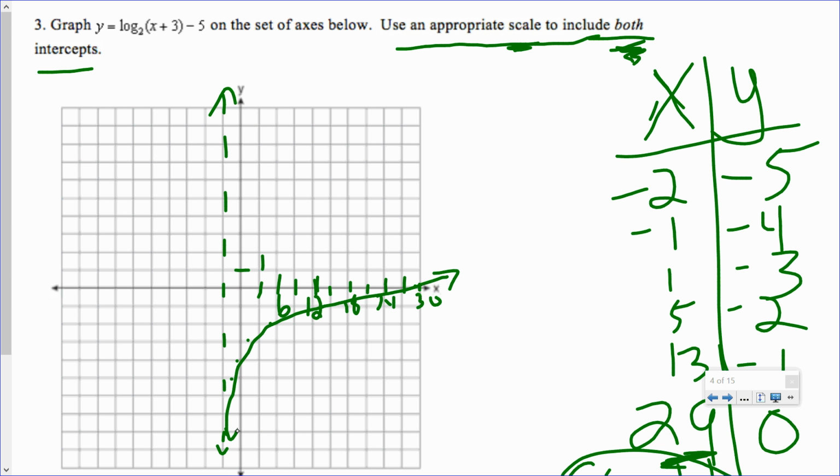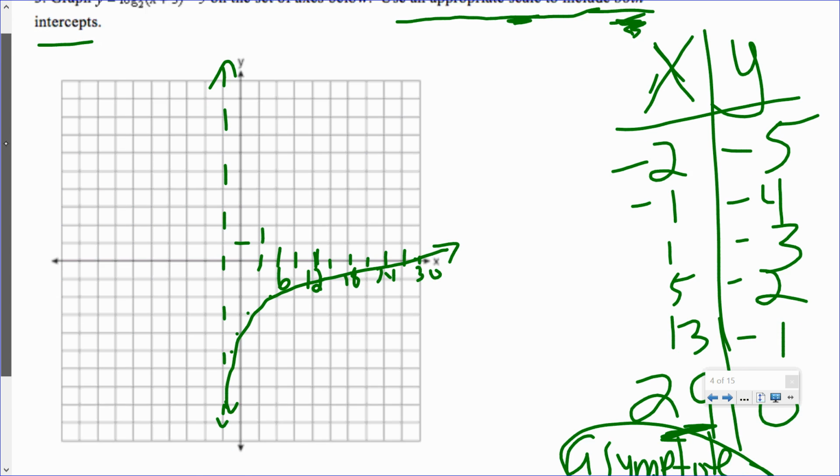That's my graph. So there were definitely some twists on this one. The scale was a twist. Finding that 29, 0 was a twist. Putting it in between points was a little bit annoying, but that's your graph.